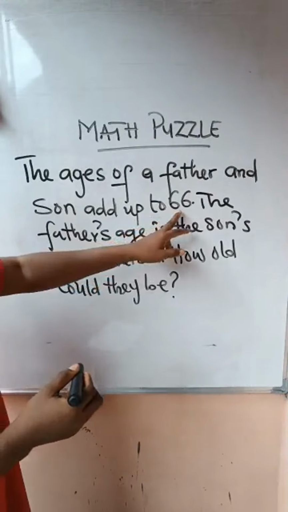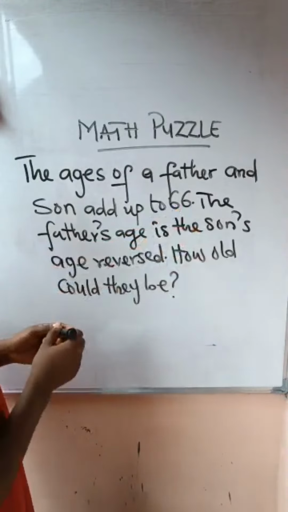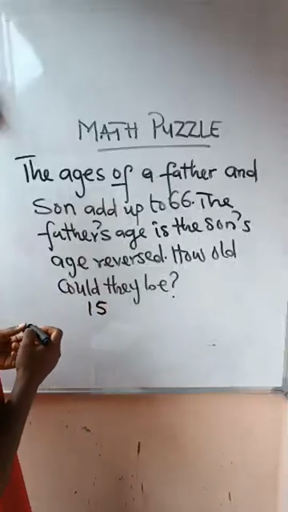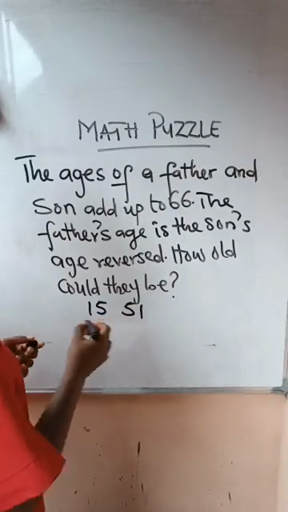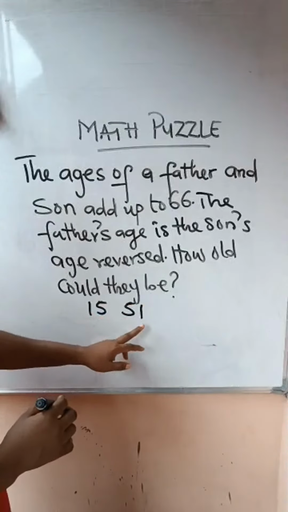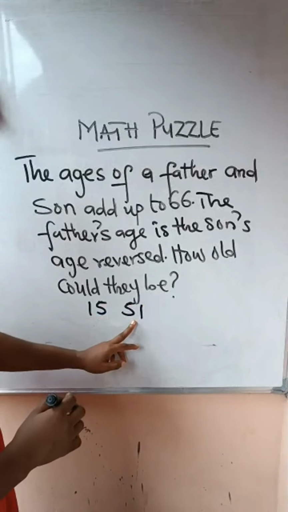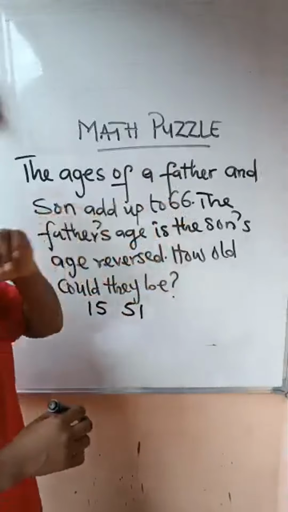What and what should we add to get 6 and 6 the other side? It should be 1 and 5, right? Okay. Then let's switch this and see 5 and 1. So we have 15 and 51. And if you add 51 to 15, you get 66.